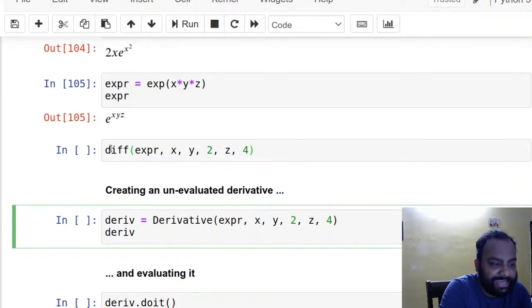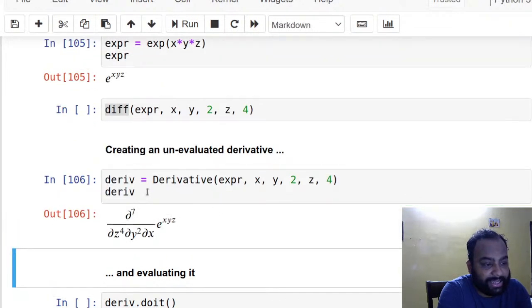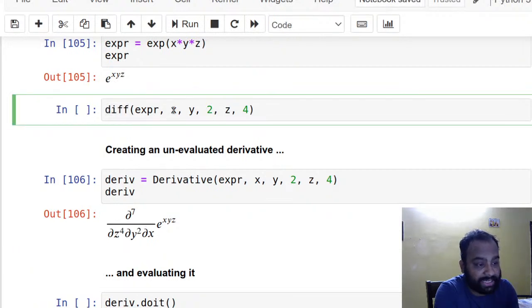But instead of calling diff, the derivative function, if I call the derivative function with a capital D here, what I get instead is an unevaluated derivative. This was our expression, e to the power xyz, and I am calculating this partial derivative: with respect to x, then with respect to y twice, then with respect to z 4 times. So it's del 7 over del z4, del y2, del x.